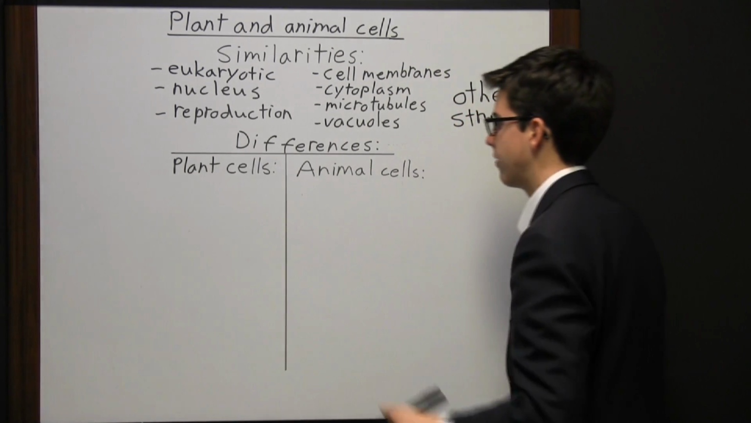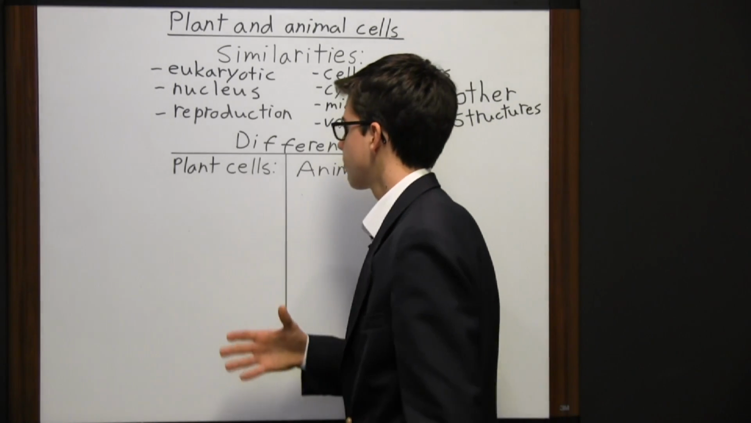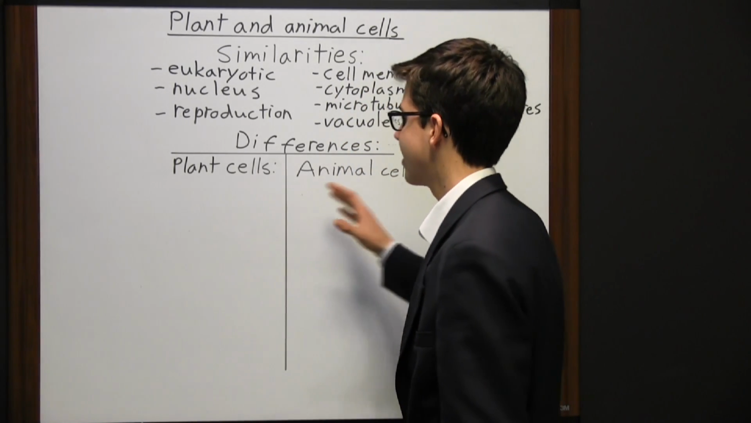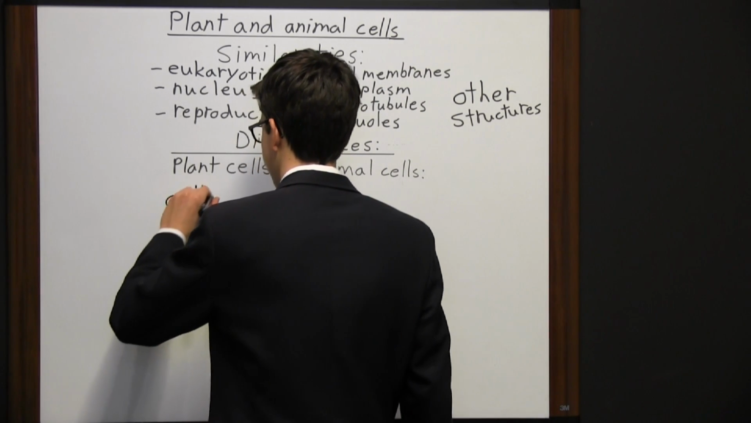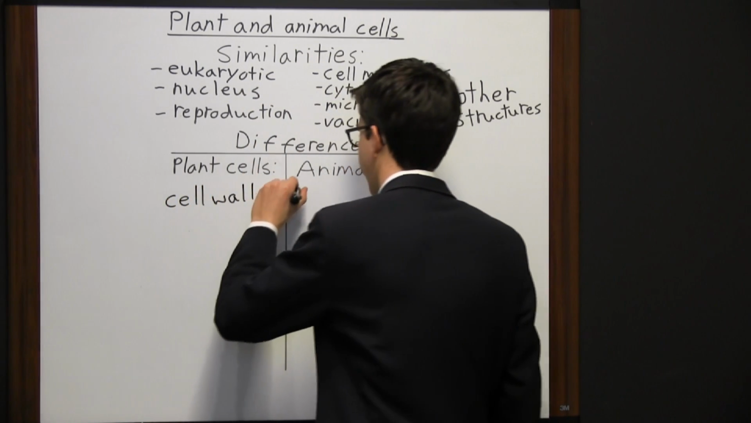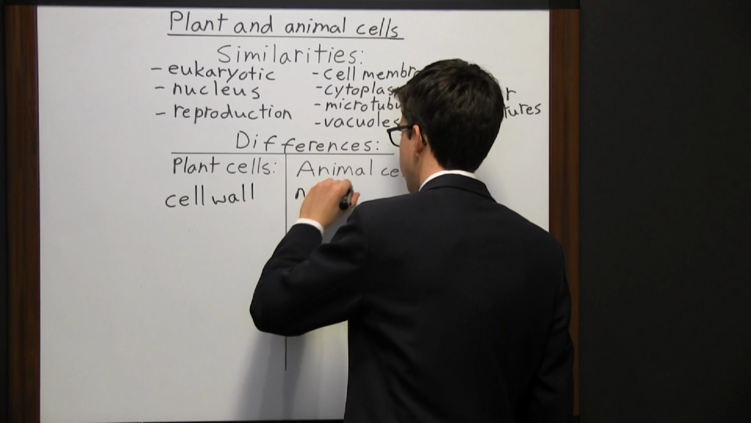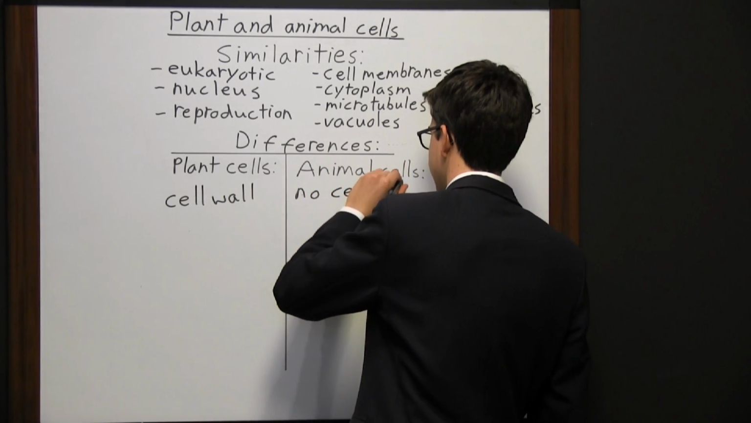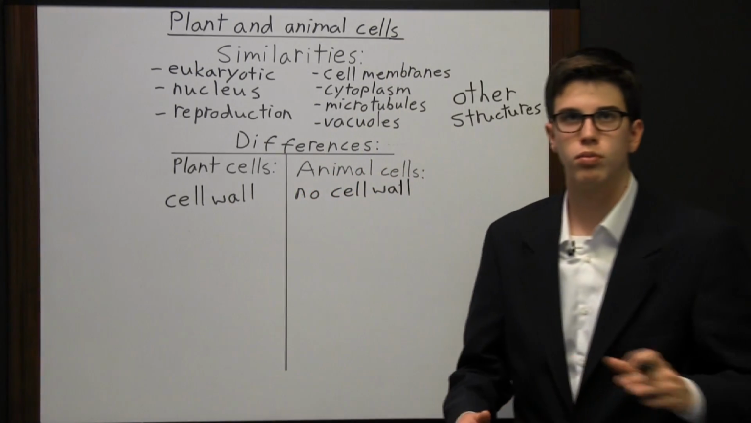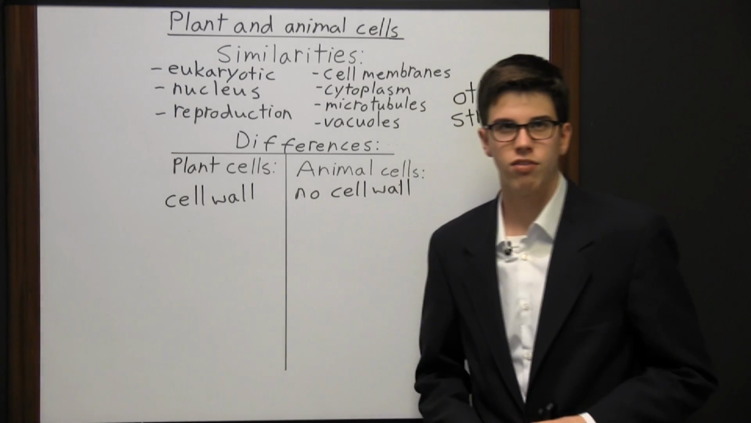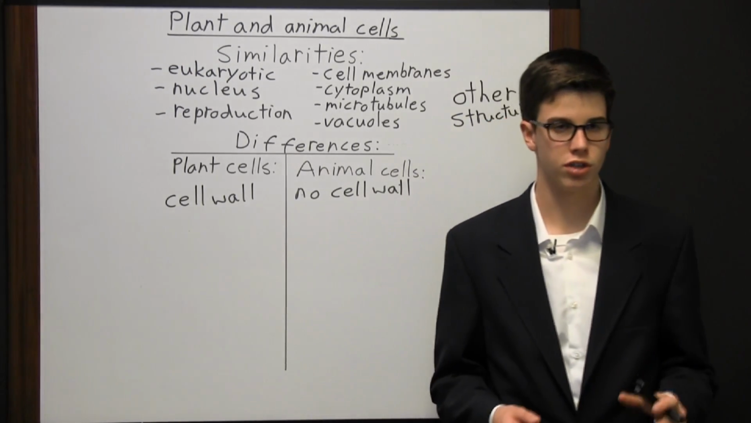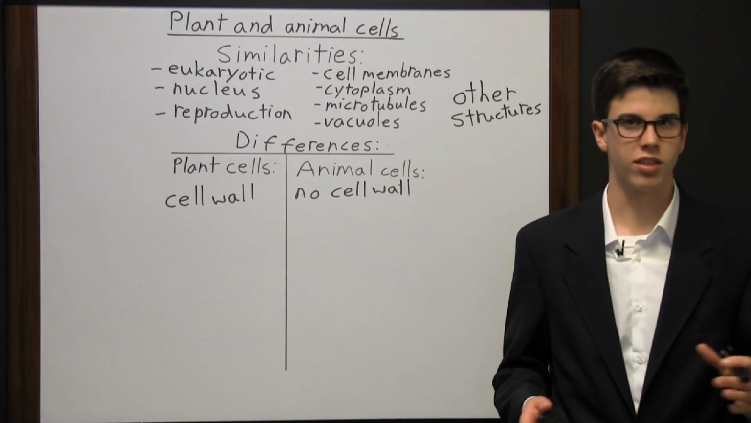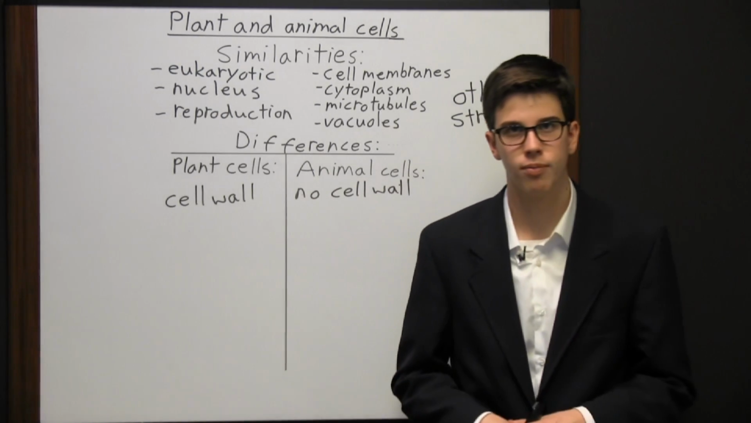Now they both have differences with each other. And so we have plant cells and animal cells. One huge difference is that plant cells have a cell wall. Animal cells have no cell wall. Plant cells have a cell wall made of cellulose that can handle high levels of pressure within the cell, which can occur when liquid enters a plant cell.